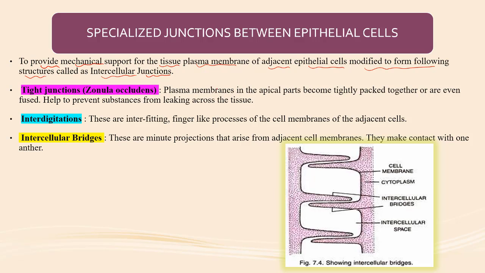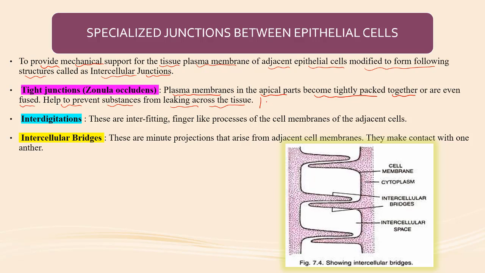Plasma membranes in the apical parts become tightly packed together or even fused, right? So in the case of zonula occludens, what happens? The plasma membranes in the apical parts are very tightly packed together, or even fused. This helps to prevent substances from leaking across the tissue.